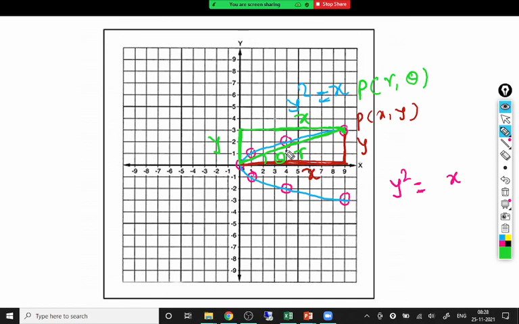Yes, what are the relations that we have for Cartesian and polar coordinates? Sir, r cos theta plus i sin theta. Yes, r cos theta and r sin theta, correct. So if you observe, a right angle triangle is there, so x can be written as r cos theta, y can be given as r sin theta.